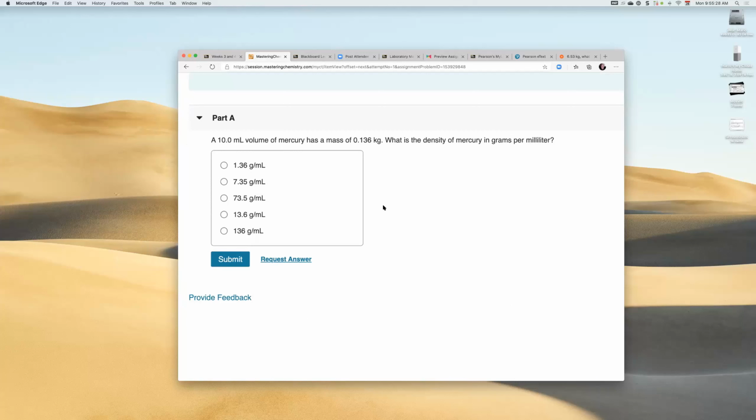So here we have a 10 milliliter volume of mercury that has a mass of 0.136 kilograms. What is the density of mercury in grams per milliliter? Notice the tricky part of the problem: grams, kilograms.